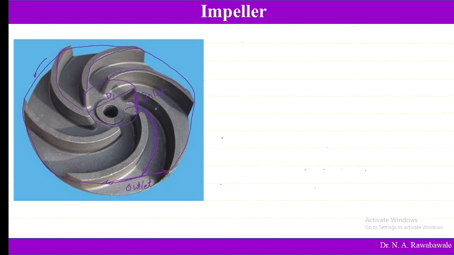This depth we call the width of impeller. From this base to this tip, this distance we call the width of impeller, which we call B. So this is the impeller, which is a revolving part. The rotating part of a centrifugal pump is known as an impeller.